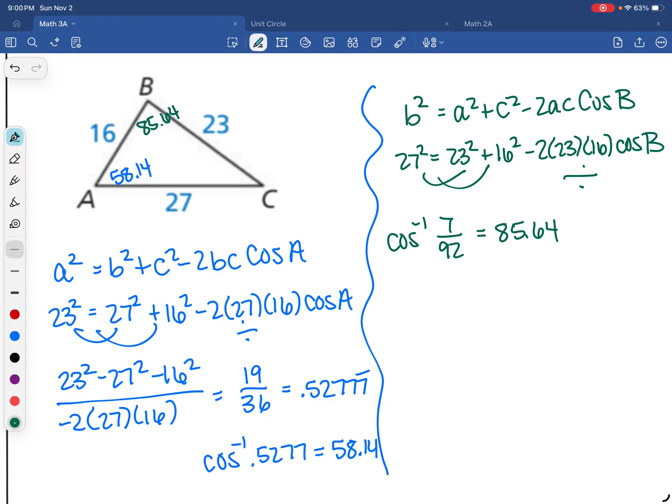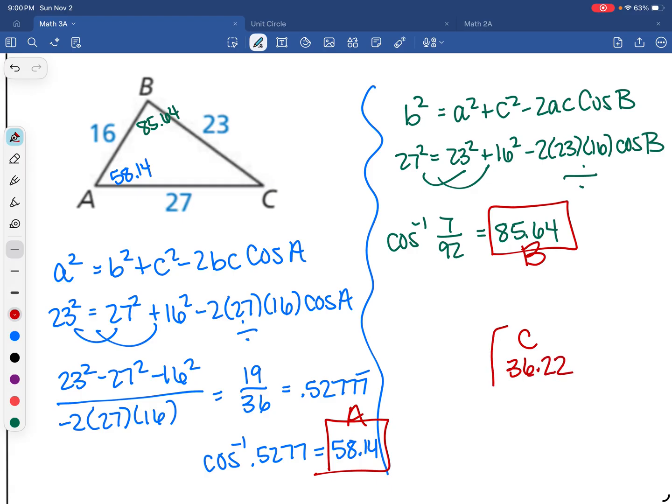85.64. Okay, now I'm just going to start with 180 in the calculator and just subtract both of those. And we get, so this, let's see, let's try to label these. This is A, this is B, and so C is 36.22. And there's all 3 of our angles that we need.